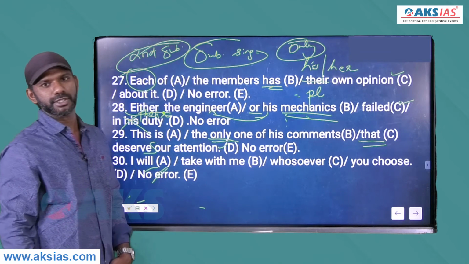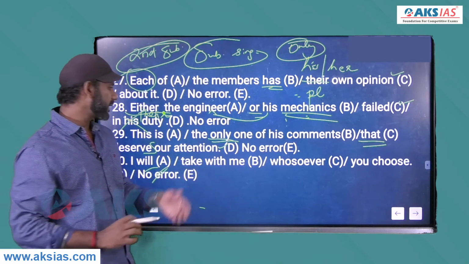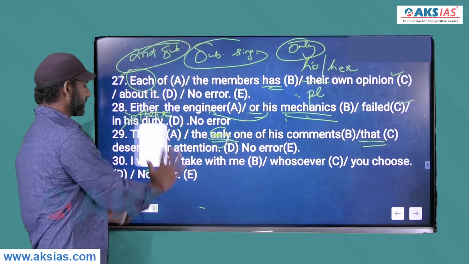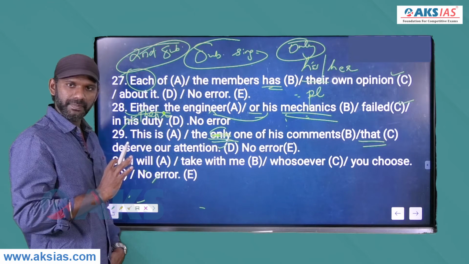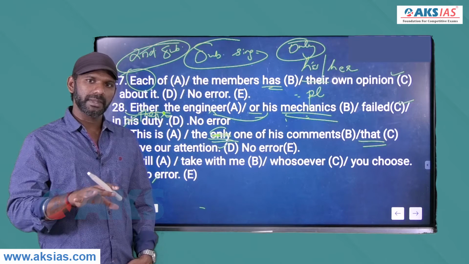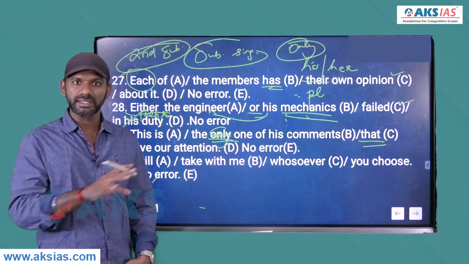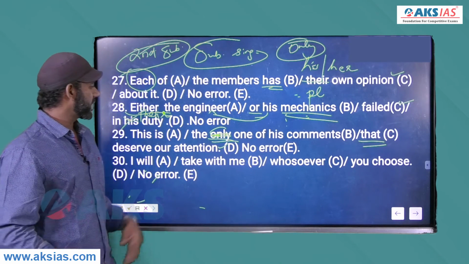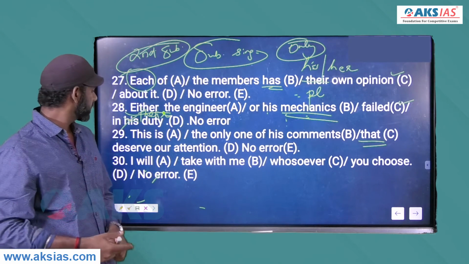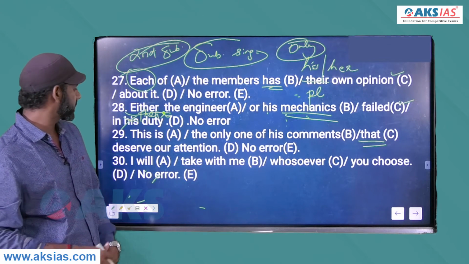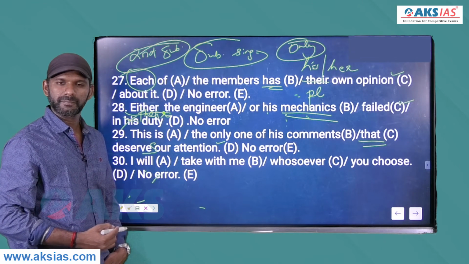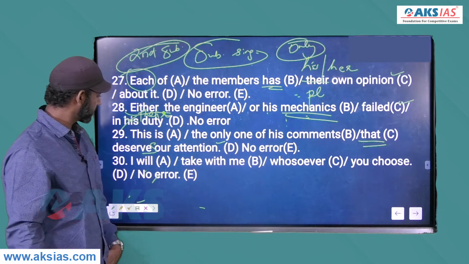The error is in part D, right? If I remove the word only, this is one of his comments that deserve our attention. Completely fine. That means many of his comments deserve our attention, and among the comments that deserve attention, there is just one among them. But as the word only is there, we are talking only about one comment, the exception that we discussed. So this is the only one of his comments that deserves our attention. The error is in part D. Got it?